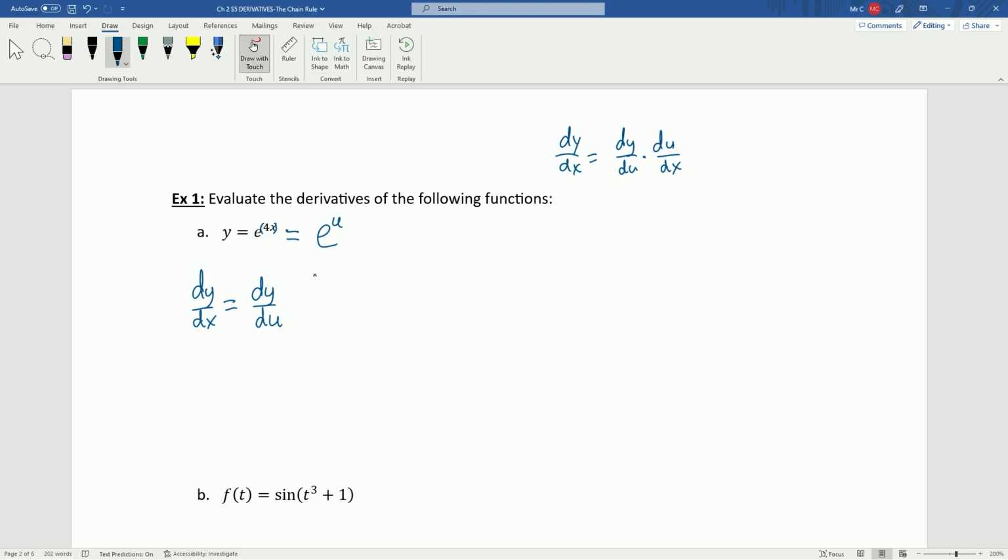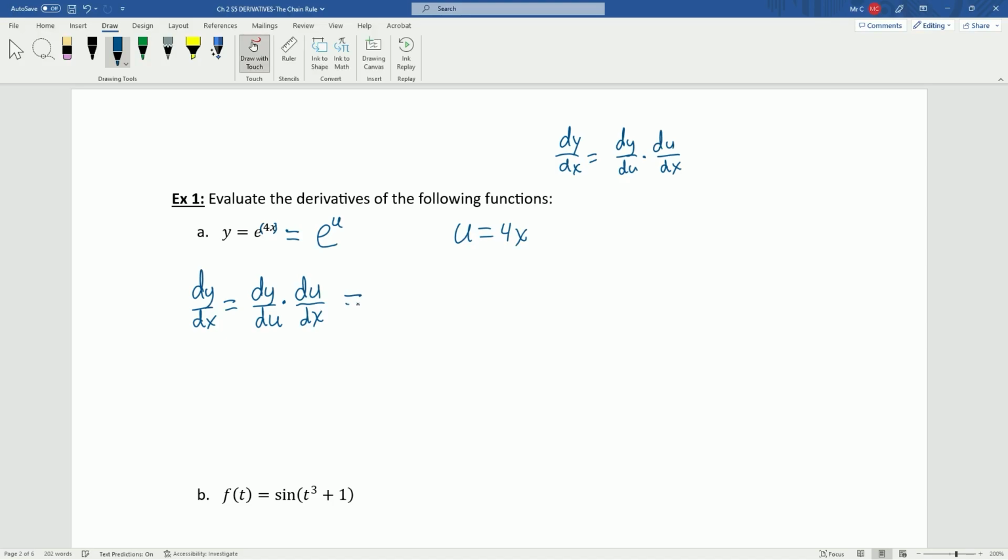That's easy. The derivative of e to the u with respect to u is e to the u. But, okay, what is u? U is 4x. I do know how to take that derivative. And so I've got dy du. How do I get rid of the du? I cancel it with a du up here, sort of, kind of. So du over dx.